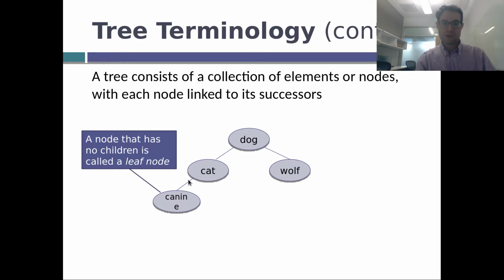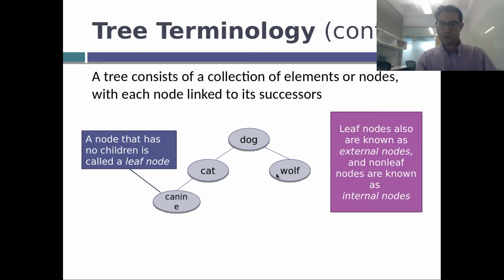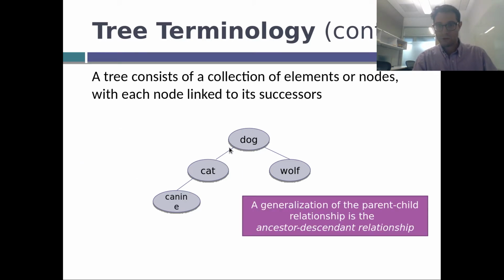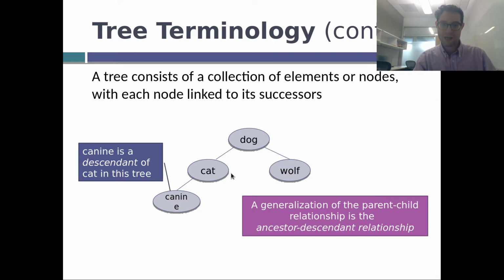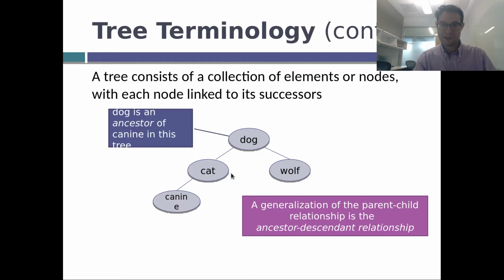If you're at the bottom of the tree and you have no children, you're called a leaf node. So canine is a leaf node, wolf is a leaf node. They're also called external nodes, but I'm just going to call them leaves. And if you're not a leaf node, you're a non-leaf, or an internal node. This is simply repeating what I said, but it should have gone earlier because slides are like that. The generalization of a parent-child relationship is the ancestor-descendant relationship. Dog is the parent of cat. Cat is the parent of canine. Canine is the descendant of cat. Dog is the ancestor of canine.